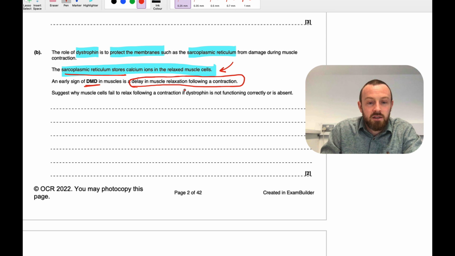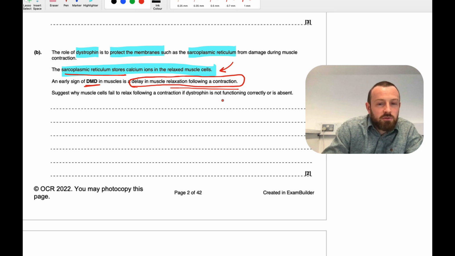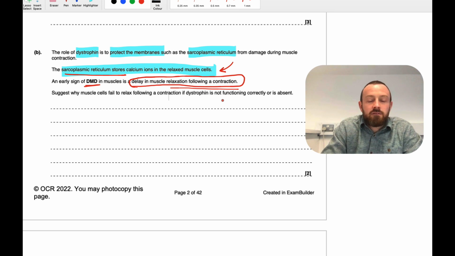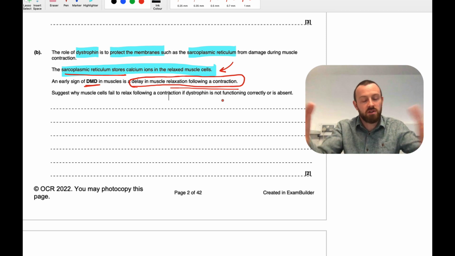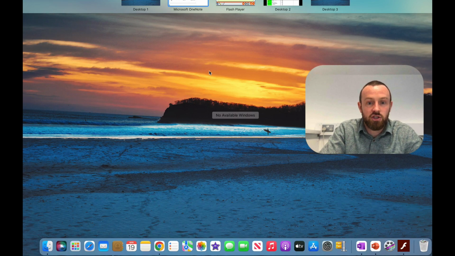So this is a bit weird. The question asks to suggest why muscle cells fail to relax following a contraction if dystrophin is not functioning correctly or is absent. So this is kind of weird because you might expect that DMD affects the initiation of contraction, but it also affects the stopping of it. So let's look at another quick animation.